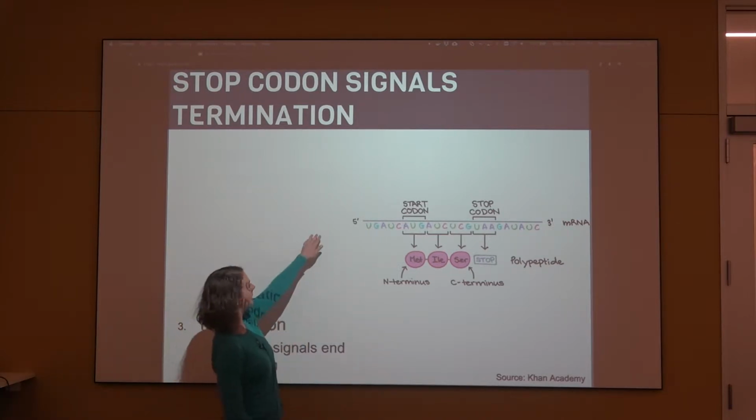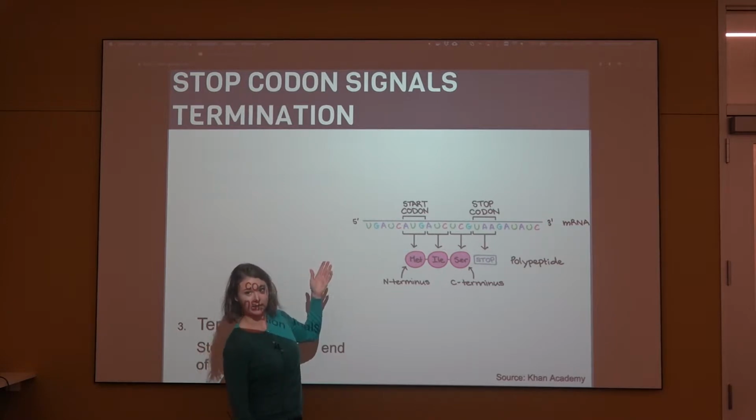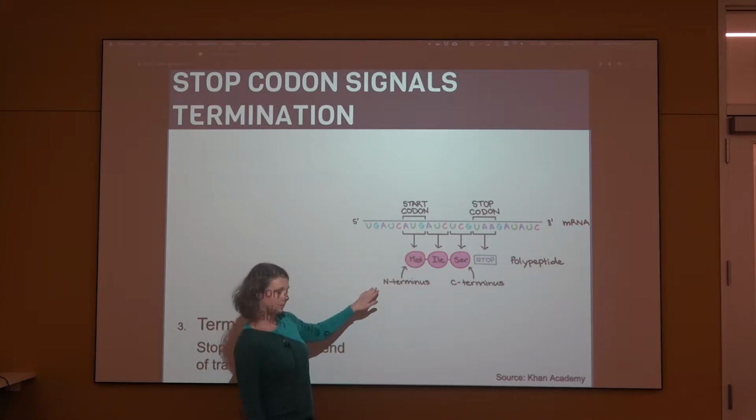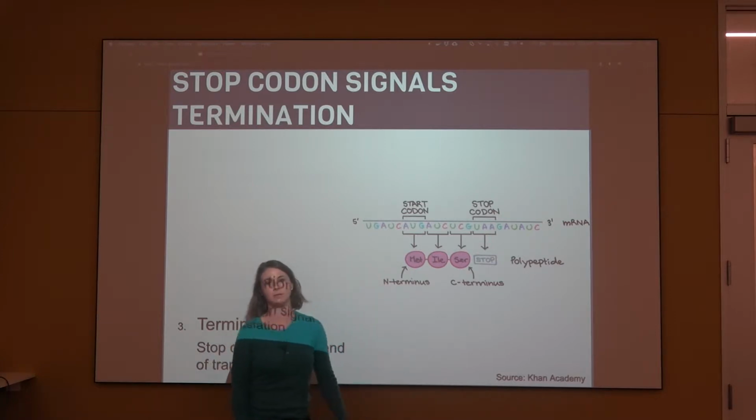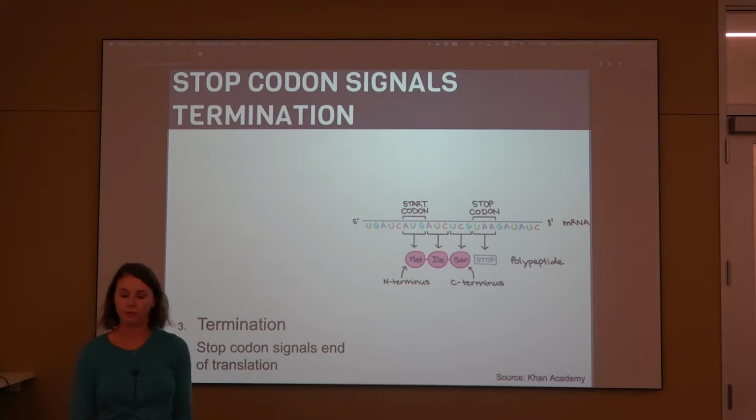Just as DNA and RNA and nucleic acids have their directionality where we list 5' to 3', so do proteins. Polypeptides have this N terminus, which is the beginning, and the C terminus at the end. So just for your future reference.